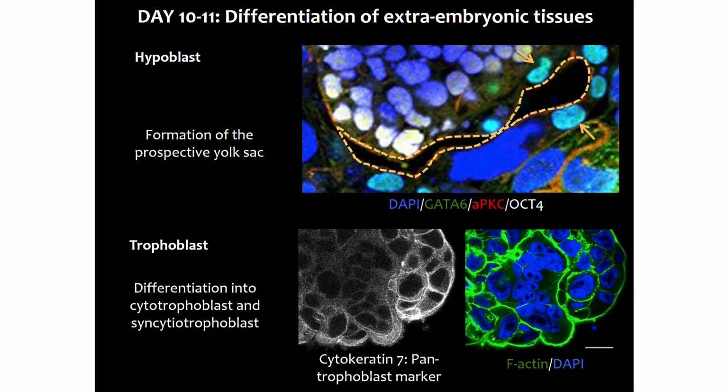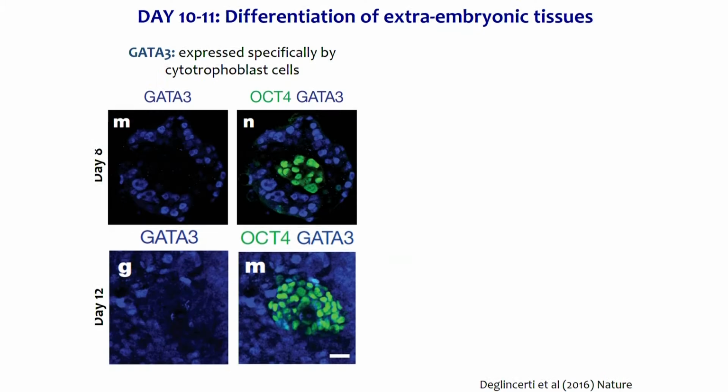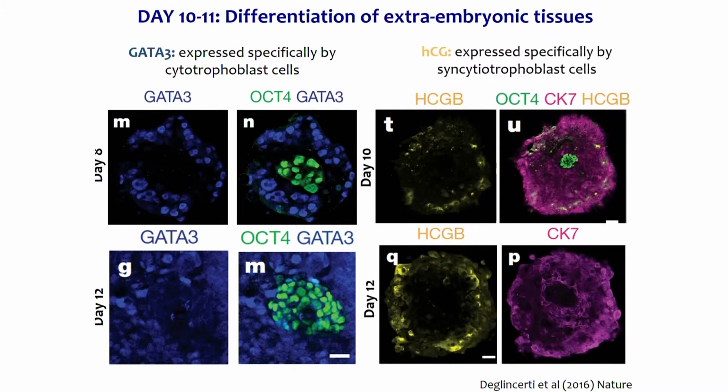And actually, these findings were also observed in the group of Ali Brivanlou, and they utilized specific markers to label these different populations. So you can see here GATA3, a marker of cytotrophoblast, expressed in these in vitro cultured embryos at different stages, and then hCG, a marker of the syncytiotrophoblast, also expressed in these in vitro cultured embryos.